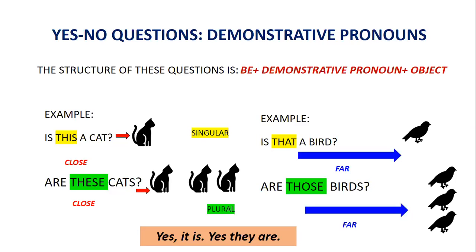Vamos a continuar. Vea, the structure of these questions is be, esto lo vimos el viernes, pero lo voy a recordar, plus demonstrative pronoun plus object. Is this a cat? Singular. Yes, it is. Is that a bird? Yes, it is. Are these cats? Yes, they are. Are those birds? Yes, they are. Ok, very good. Vamos a ver.